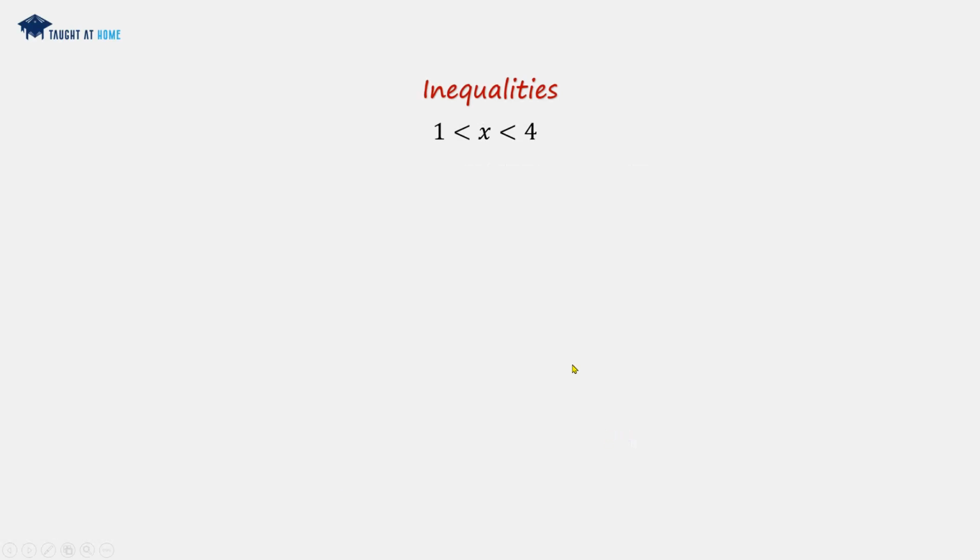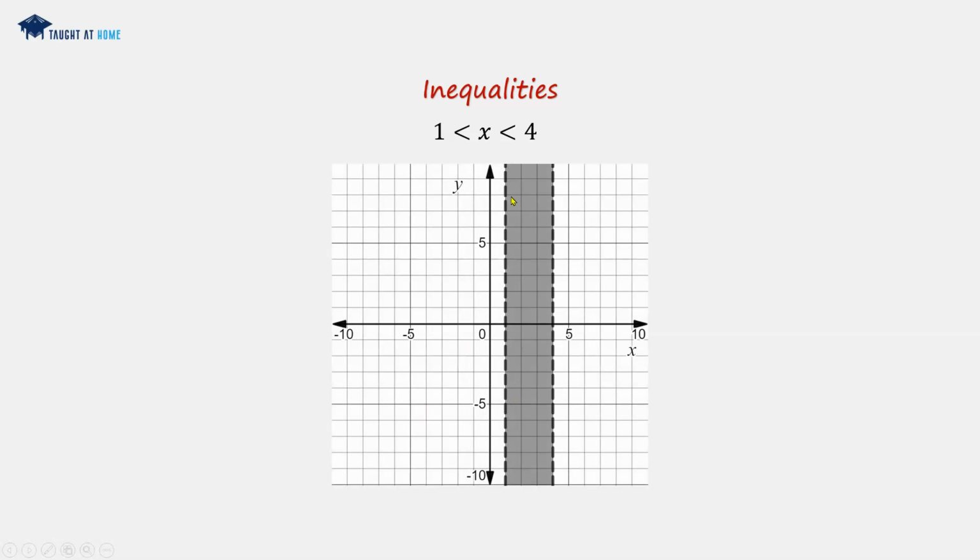How about this one? We've got 1 is less than x and x is less than 4. So x is in between 1 and 4, but it cannot be either 1 or 4. So it lies somewhere between the two.